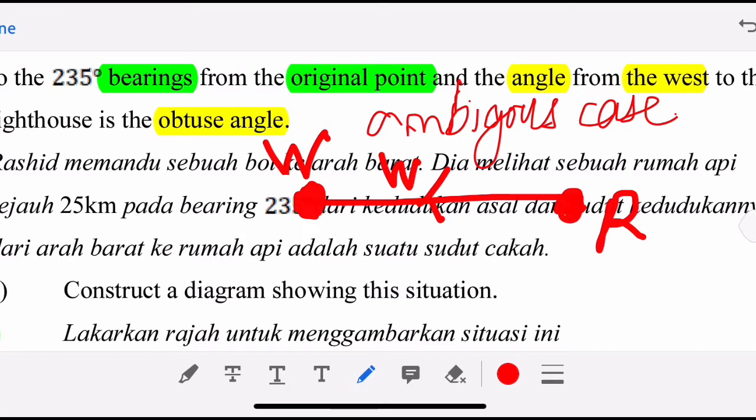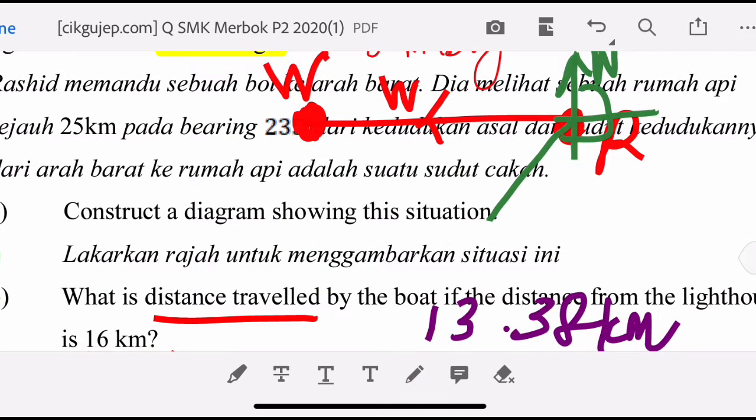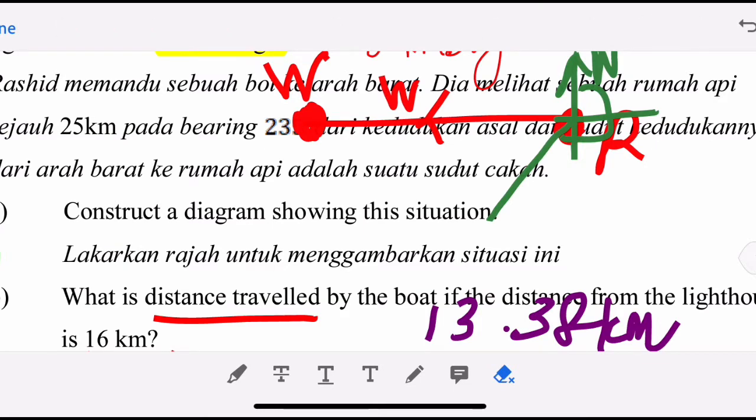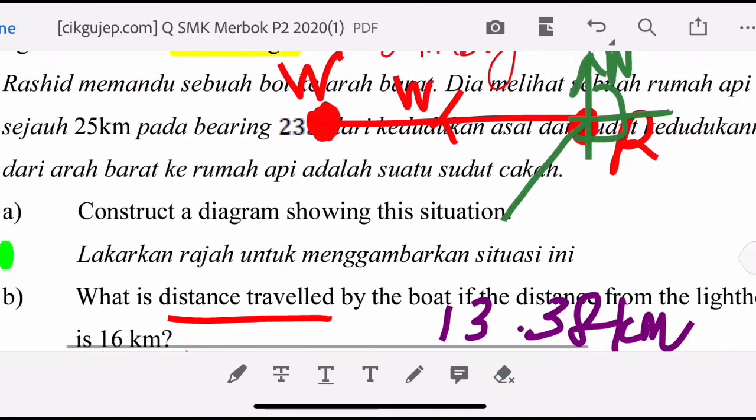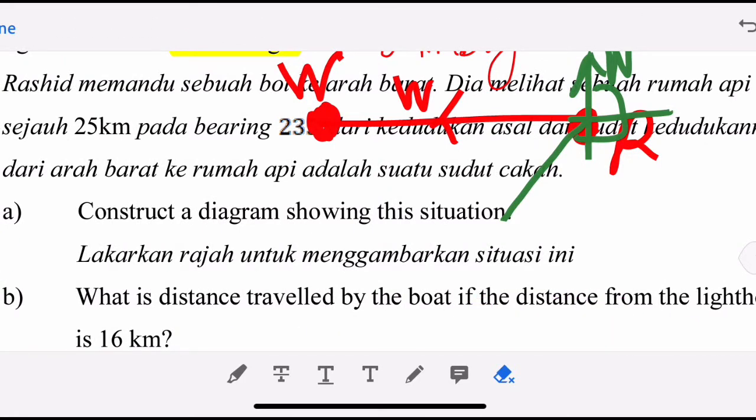And then the question says the bearing of Rashid to the lighthouse. You actually learned bearing in mathematics, right? Now you need to apply it here. So let's draw the bearing. You have to draw the north, and then you measure the angle like this, clockwise, and then you draw the line. Let's see how to make it. We need to fulfill the condition of the question.